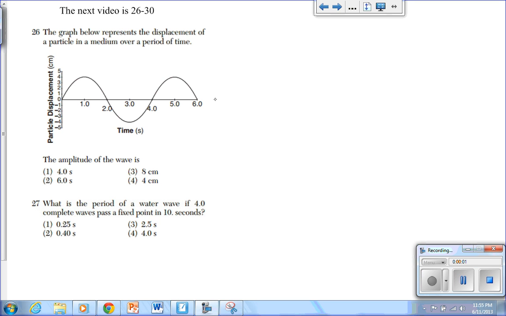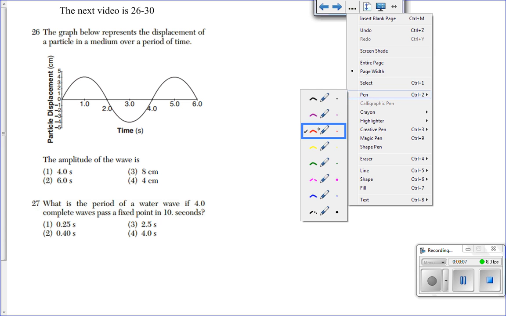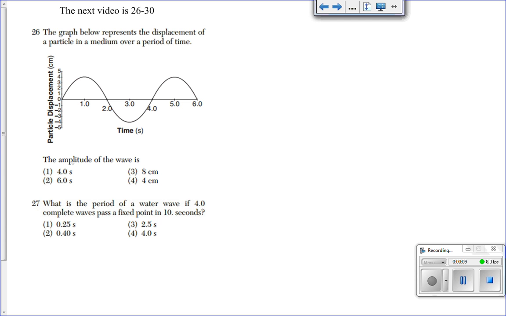All right, ladies and gents, number 26, very straightforward. Just make sure you look at what they're asking for. It says you have a wave and you're looking for amplitude. Amplitude is the distance from the middle to the top, and that amplitude goes up to 4. And I don't know why we're getting little boxes appearing here, but that is 4 centimeters. So let's rock a little amplitude of 4 centimeters.